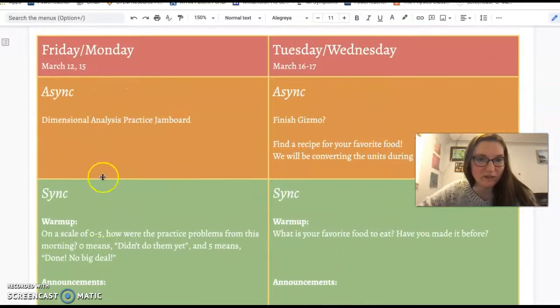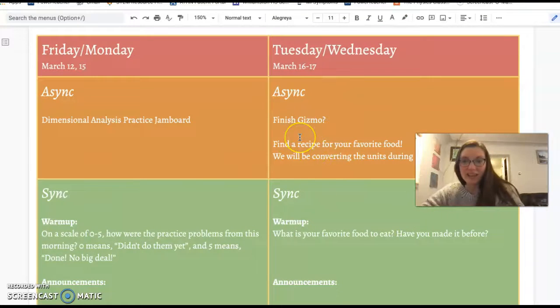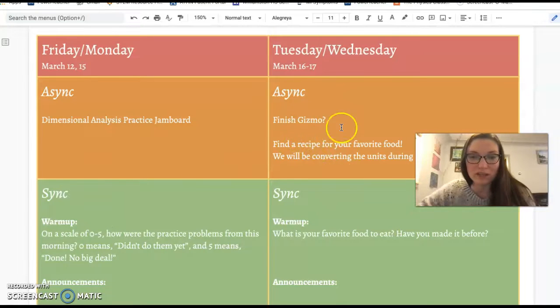So that's Friday, Monday. Then Tuesday, Wednesday in the morning, if you haven't gotten through the gizmo yet, you can do that. I'll have a worksheet to go with it if you like a more structured approach, and I'll have a video to show how to do that if you would like.